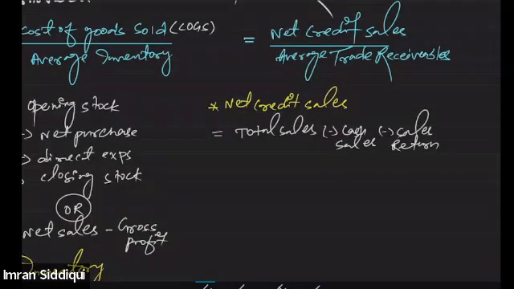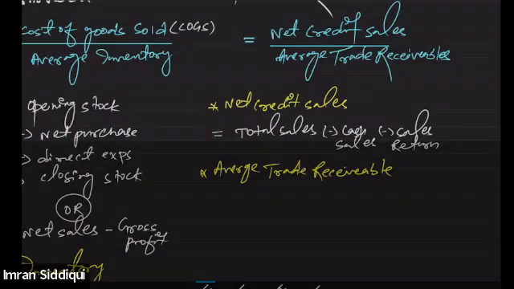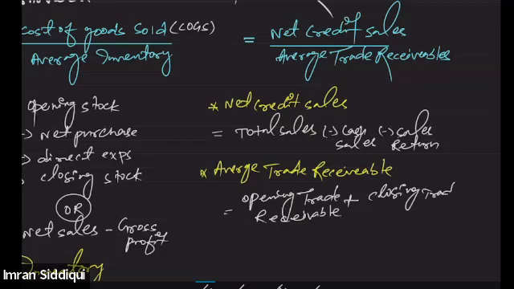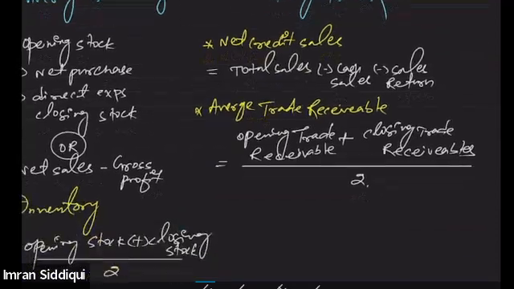And if the average trade receivable is also not there, then that can also be determined by taking the value of the opening trade receivables, adding it with the closing trade receivables, and dividing it by 2. All right, so this is the formula for the average trade receivable.